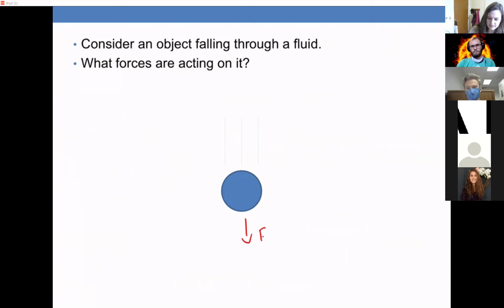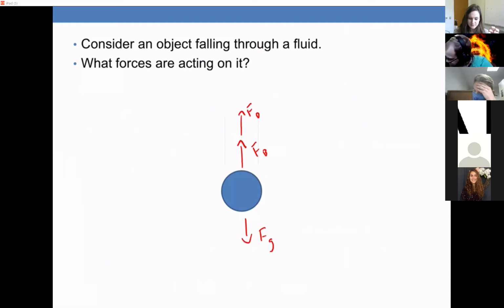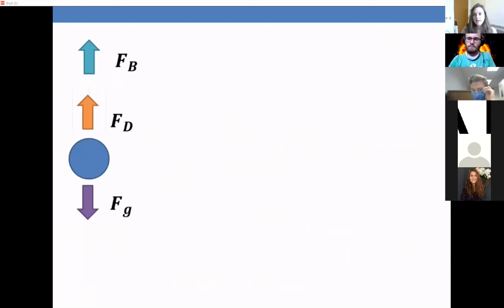I'm going to call it FG, but it's also weight. Buoyant force. We just talked about buoyant force. And drag. Someone said pressure. So the pressure force on this, the static pressure force, that's your buoyant force. And then the pressure force that comes from the motion, that's the drag force. So there are pressure forces on this, and those get summed up in the buoyant force and the drag force. Okay. Alrighty.